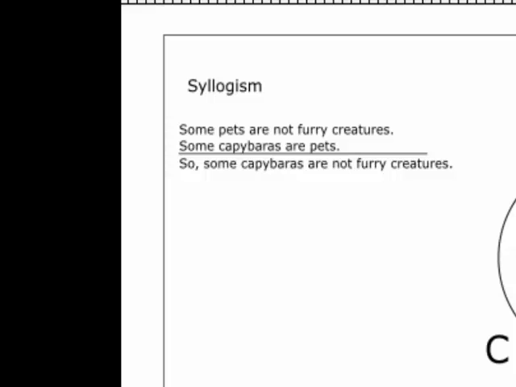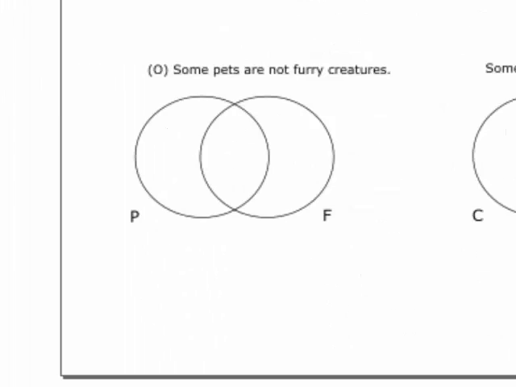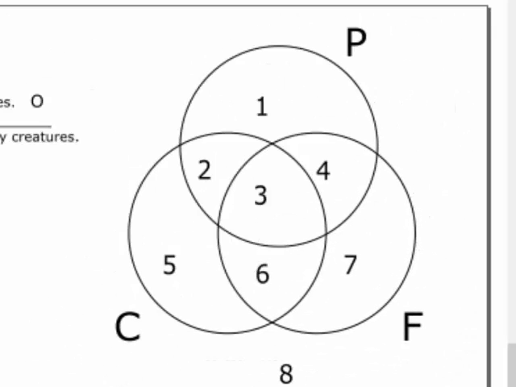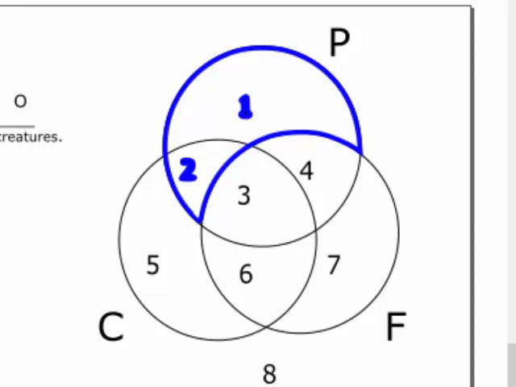The first premise is an O statement, so let's refer to the two-set diagram for an O statement. We would put an X in the subject minus predicate region. In this case, pets that are not furry creatures, indicating that there's at least one of those. Now find the corresponding zone on the three-set Venn diagram. It's here, regions 1 and 2 together. This is where the complication arises.